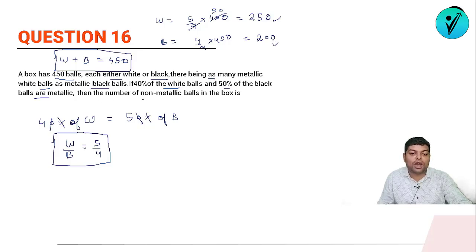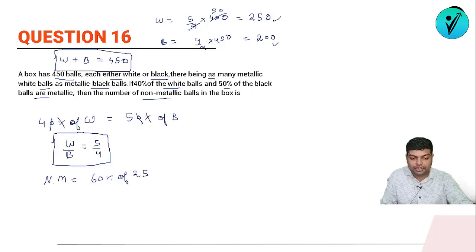then the number of non-metallic balls in the boxes. तो हमें total non-metallic balls चाहिए. देखो, अगर 40% of white balls are metallic, इसका मतलब 60% of it will be non-metallic. So total non-metallic balls will be what? 60% of 250 first of all. ठीक है, total non-metallic balls we have to find, right? So 60% of 250 plus 50%, यानी half of it.